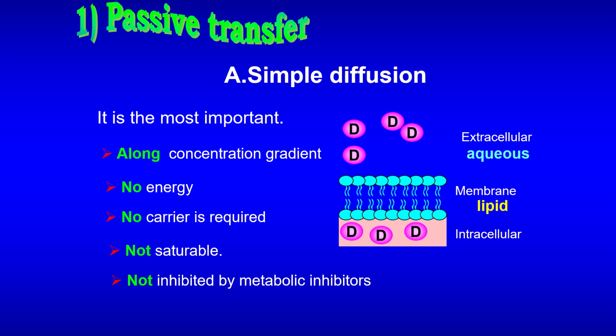No carrier proteins are needed, allowing drugs to pass freely. Simple diffusion is not saturable, meaning it can continue without reaching a maximum capacity. Additionally, it is not inhibited by metabolic inhibitors, ensuring consistent drug passage.